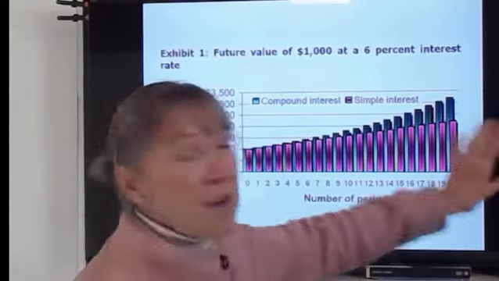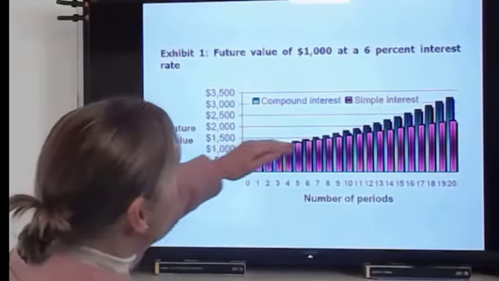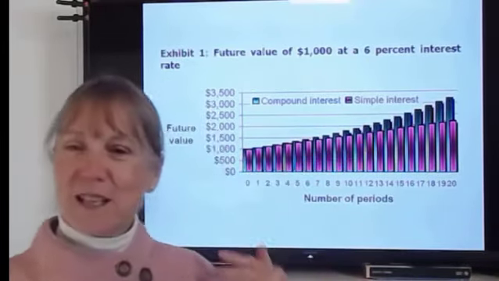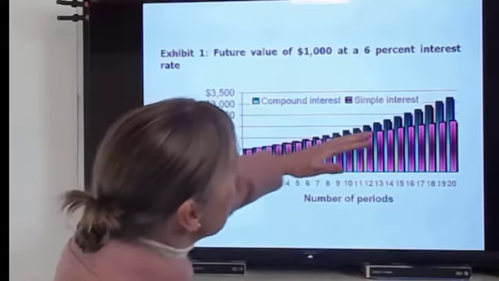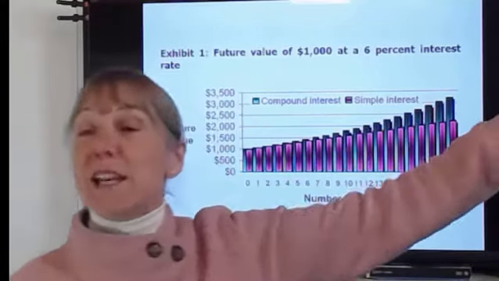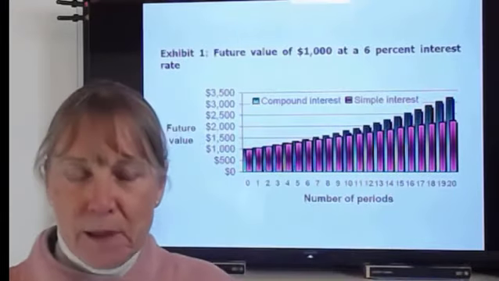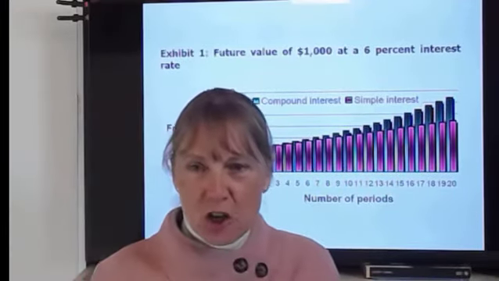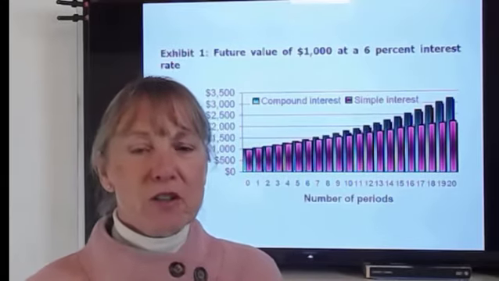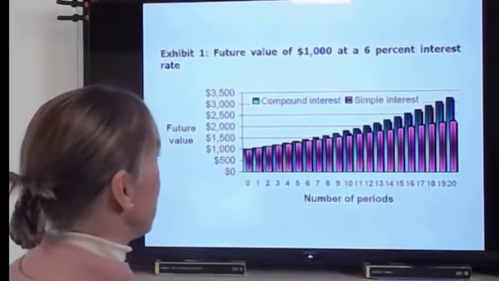So the pink bars are simple interest, so going up by a fixed amount every year, like we saw with that example. But compound interest gets exponentially bigger. The greater the number of years, the bigger the difference between them. Because what we're doing is earning money on the interest that we've earned so far. So let's have a look at that.